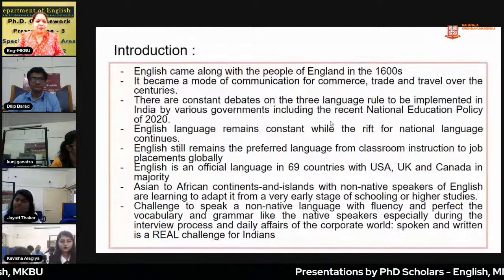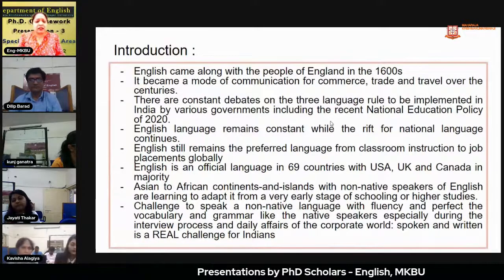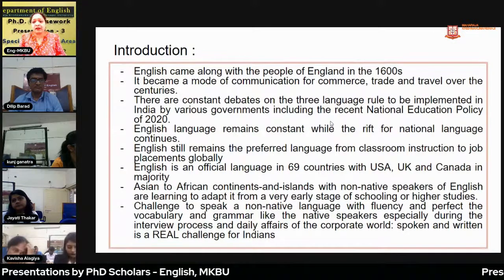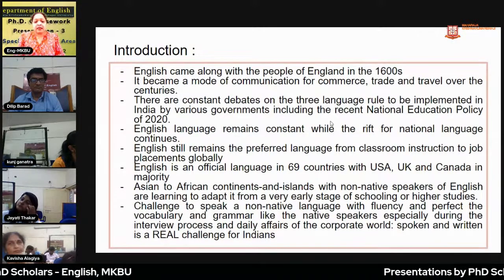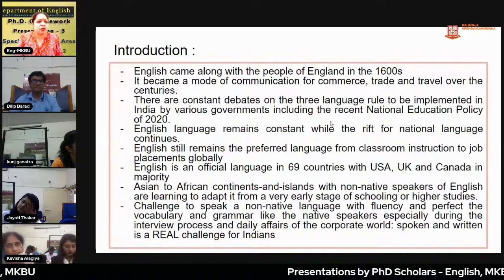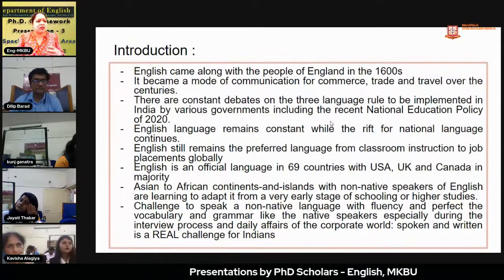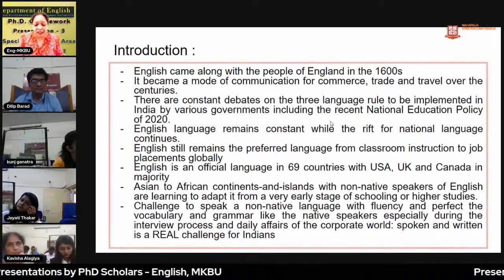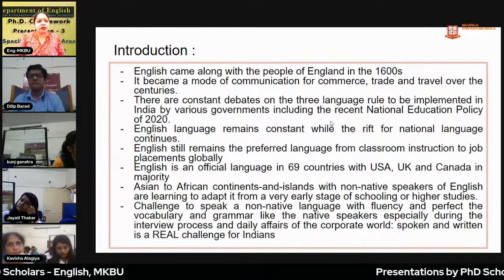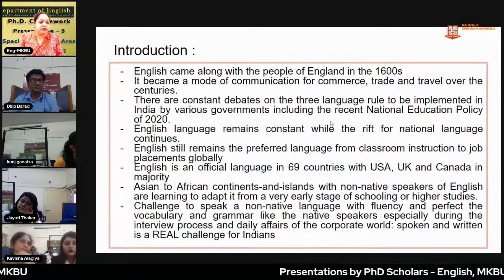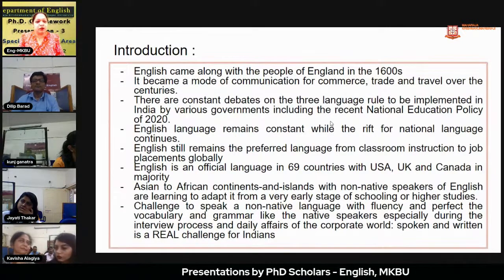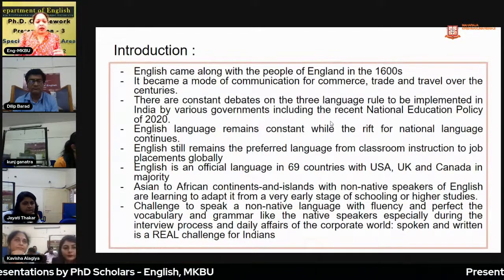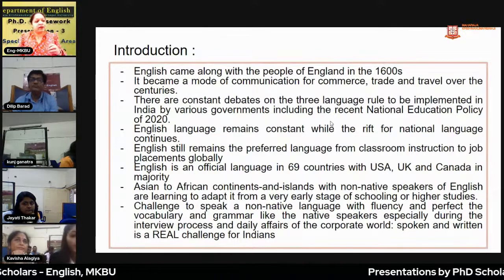So as per the various discussions, even in the national education policy earlier during the times of Indira Gandhi, and even right now in 2020, very recently, there is always a rift between which should be the national language, which should be the language that can be used to teach in classrooms, and which should be the language that can be used in the constitution or with the politicians, right? But English is always one of the languages.